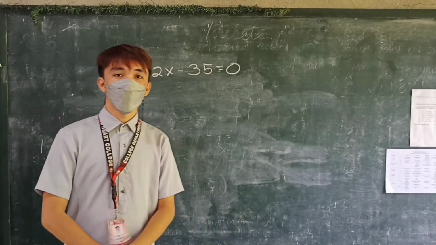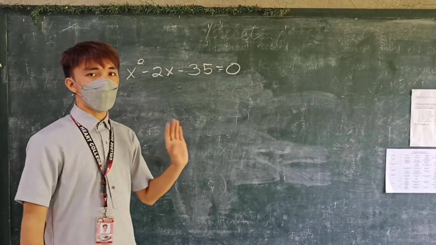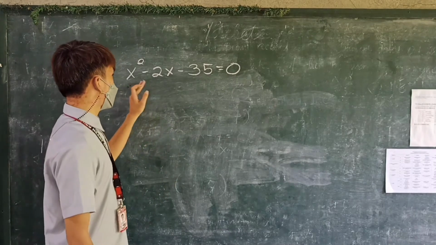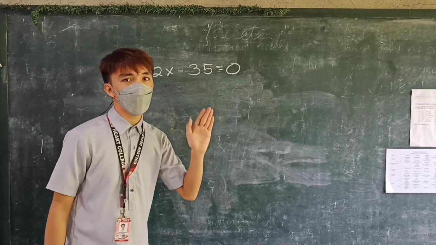We will be solving quadratic equations by factoring. Do you have any idea? Be with me today. The given quadratic equation we have is x squared minus 2x minus 35 equals 0.